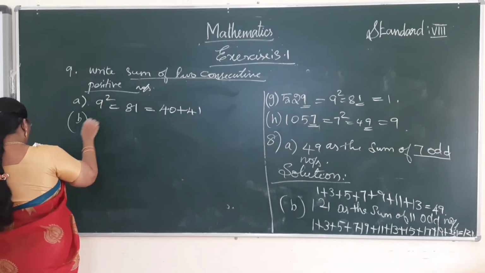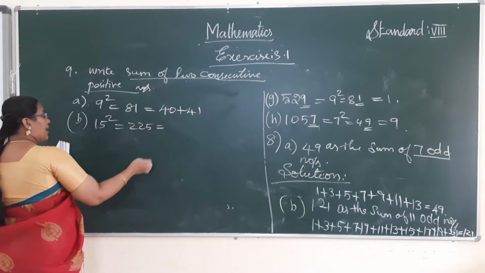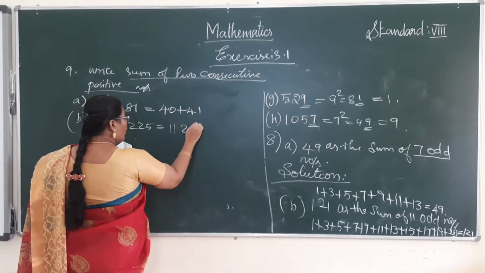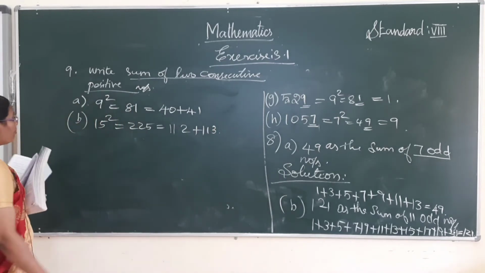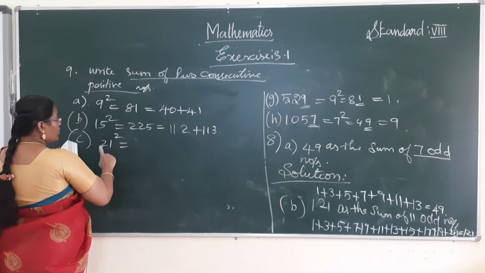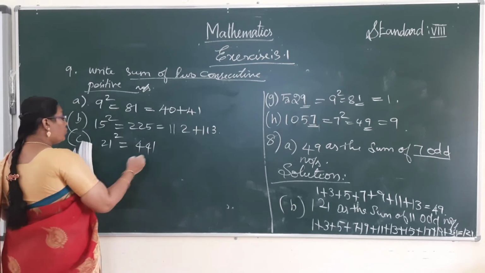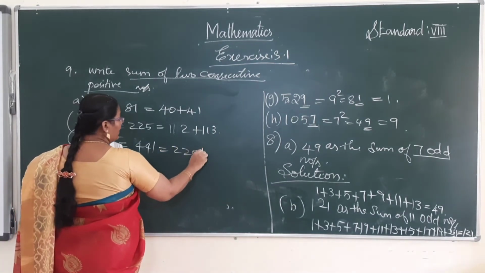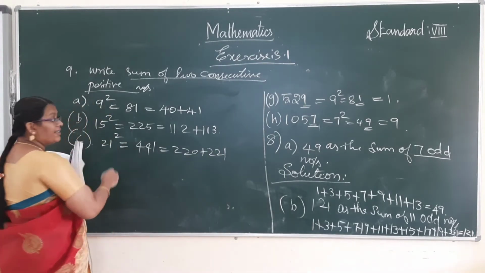And then B, 15 square. So 15 square is 225. It can be written as 112 plus 113. We get the 225. And C, 21 squared, is it? So 21 square value is 441. It can be written as 220 plus 221. The sum of two consecutive numbers we get the square value.